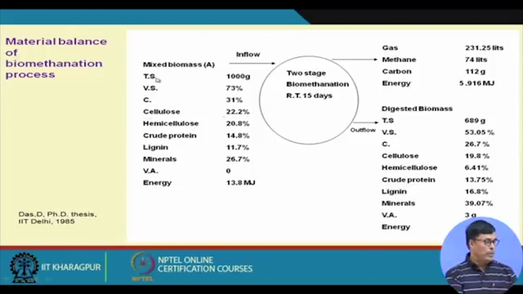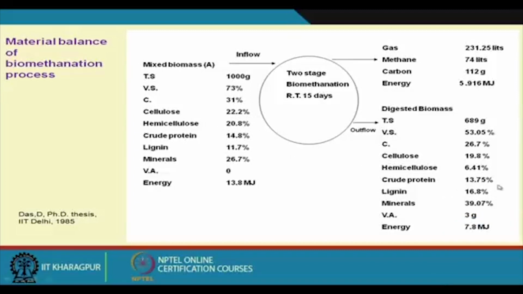We have mixed residue here. This is the total composition. We find during the degradation process, lignin content increases. Here it is 11.7, here it is 16.8, because lignin doesn't take part in the reaction. Cellulose was 22.1, here 19.8, but hemicellulose is 20.8, here you have 6.8. So, what I pointed out is that hemicellulose is a very good raw material for the biomethanation process, which converts the organic material to methane and carbon dioxide.